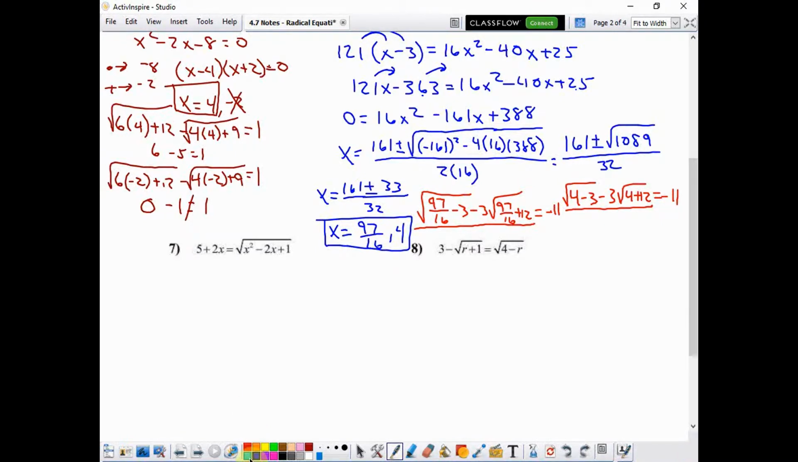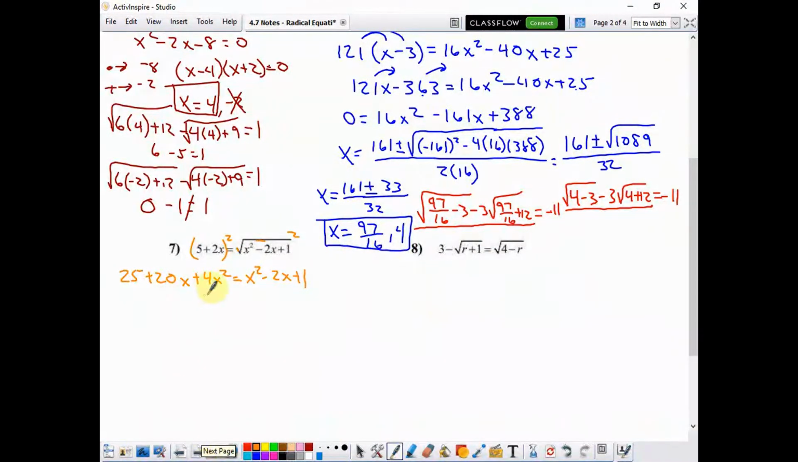Number 7. I only have one radical that's on one side, so I'm ready to square both sides. First term squared plus double the product of these, so it's 10x doubled, plus the second term squared equals x squared minus 2x plus 1.